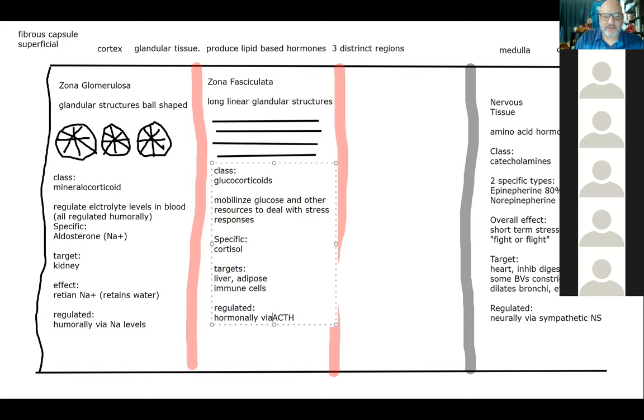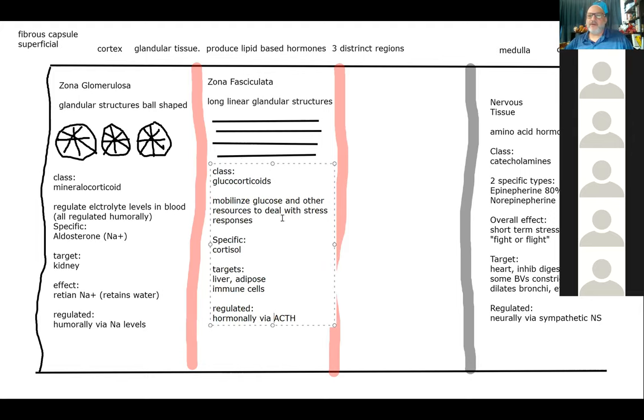Hormonally, the adrenocorticotropic hormone. Don't abbreviate it on the exam, write it down on the exam. And of course, what releases that adrenocorticotropic hormone? Anterior pituitary. Yeah, the anterior pituitary gland. Excellent. Perfect. Questions on that?